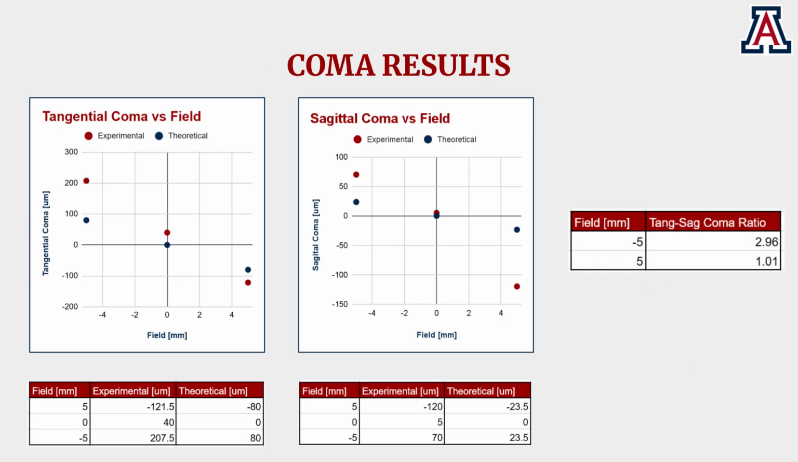For both fields 5 and minus 5, our experimental values are much larger than the theoretical ones produced from ZMAX. For the minus 5 field, we found the expected ratio of 3 for tangential to sagittal coma, though the 5 mm field did not show the theoretical ratio.